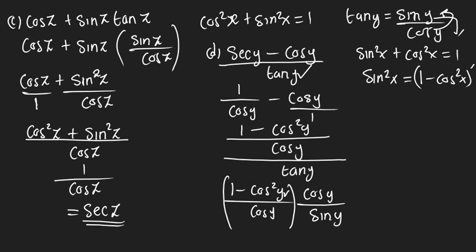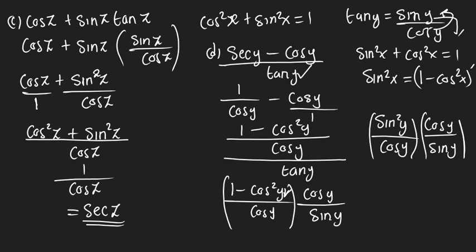What does that tell you? It tells you that this part is actually sine squared y over cosine y, right? Then this side we're going to have cosine y over sine y, like that. Now look at this, guys. You can cancel out the cosine y.